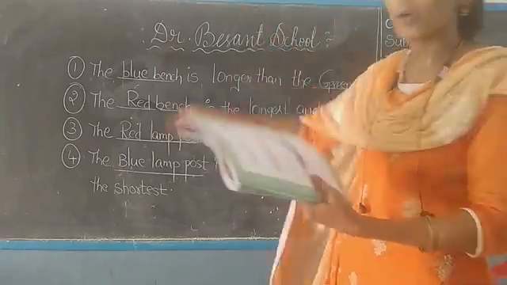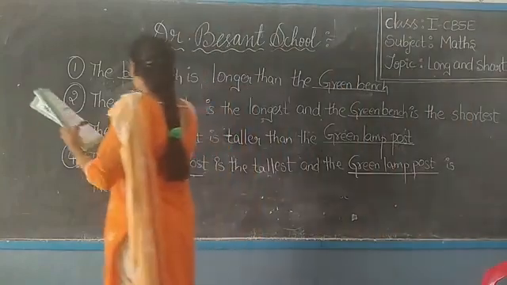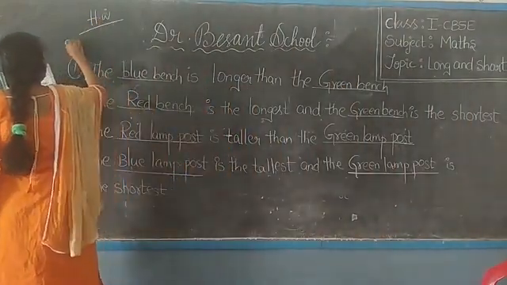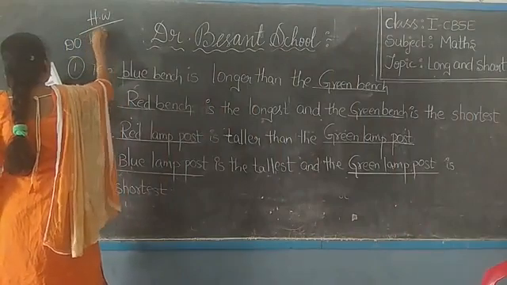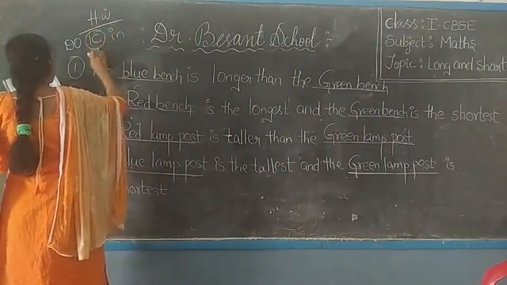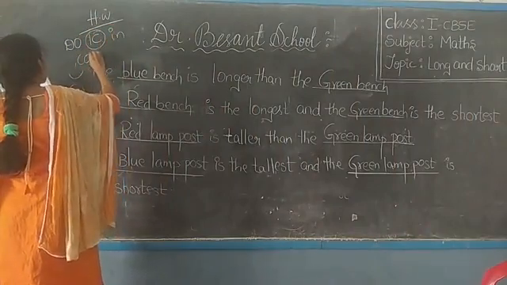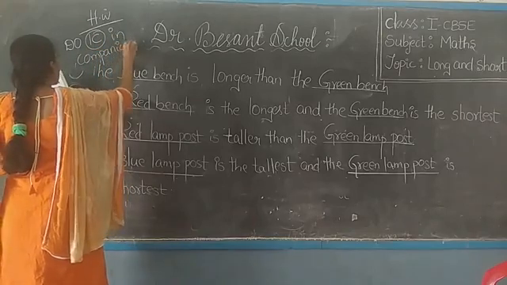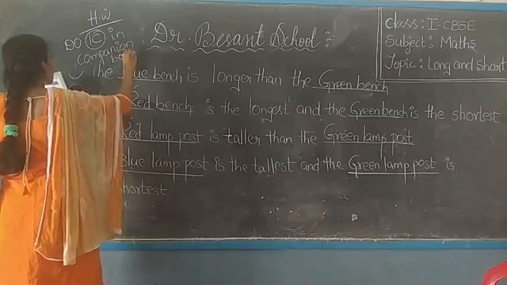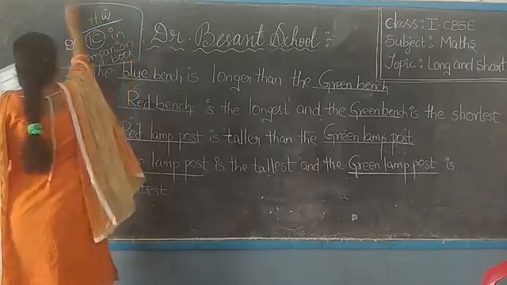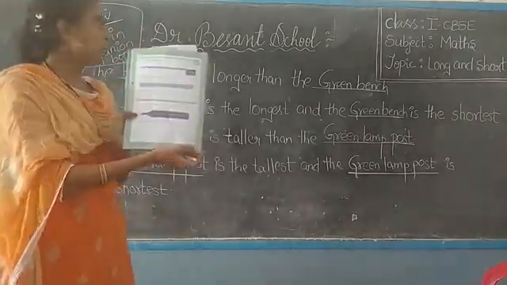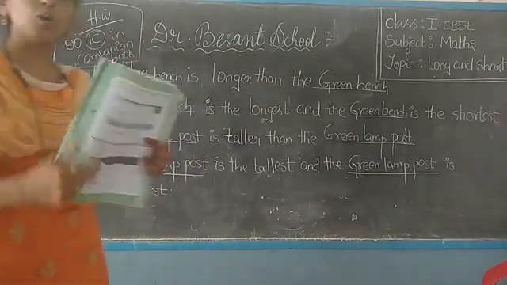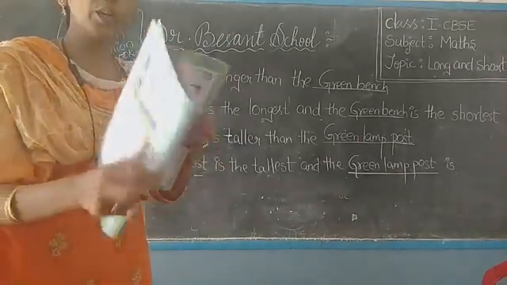I am writing on the board. Okay, children, the homework part I am giving here: do 1C in the companion book. This is the homework for you, page number 3 in the companion book, 1C exercise. I hope you will do this homework.